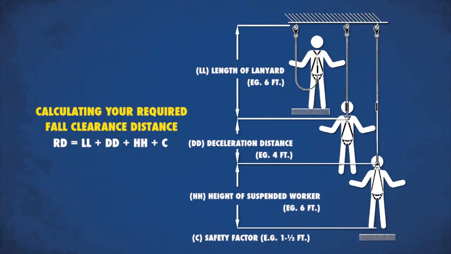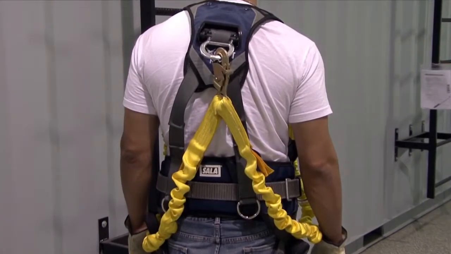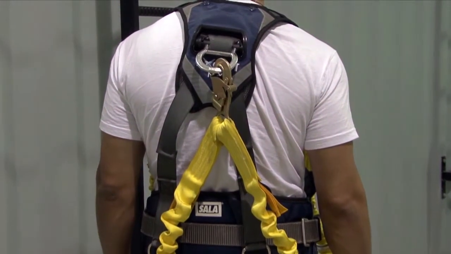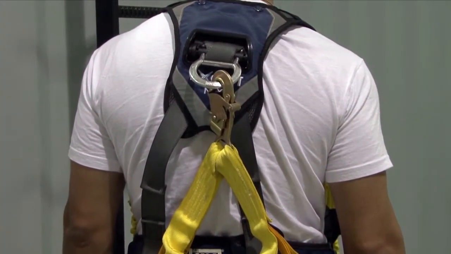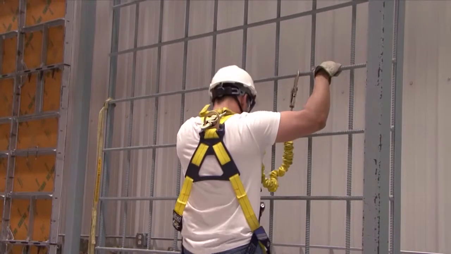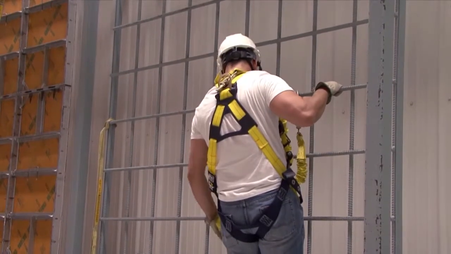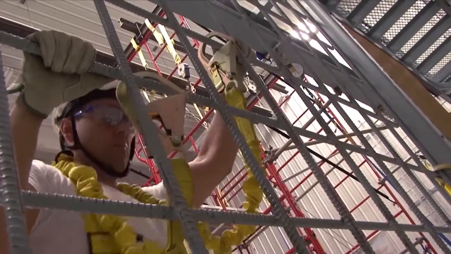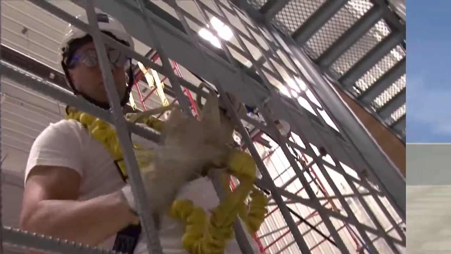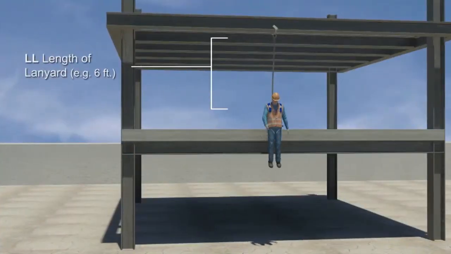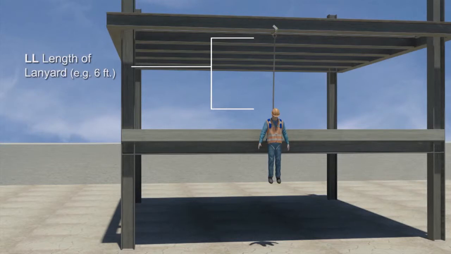Let's take a closer look at what we're talking about. If you're using a 6-foot lanyard connected to the dorsal D-ring of your body harness, and you connect the other end to an anchorage point at the same height, how far will you free fall? In this case, you'll free fall 6 feet, because that's the length of the lanyard that's connecting the 2 points together.